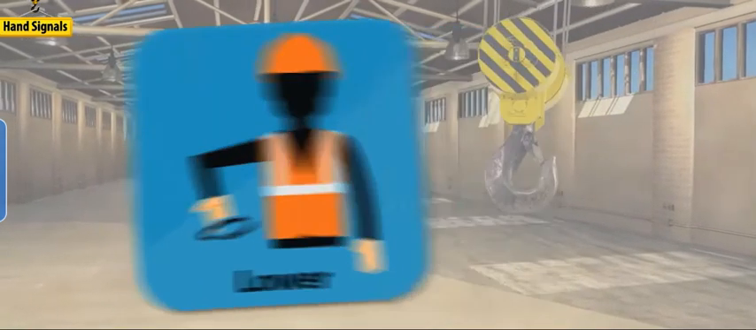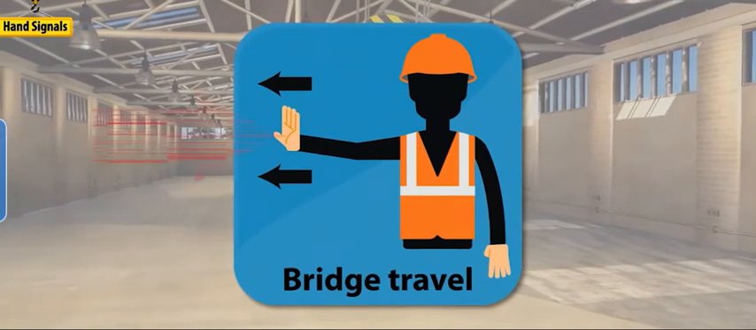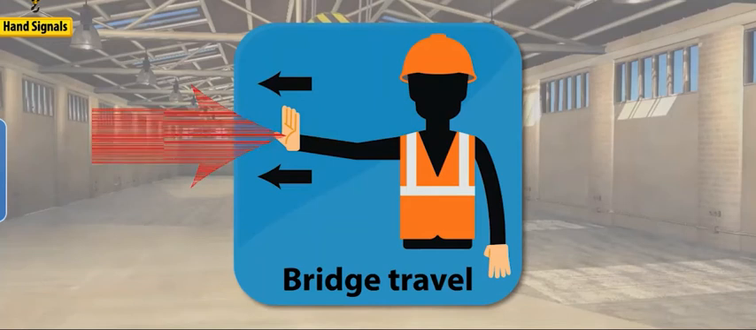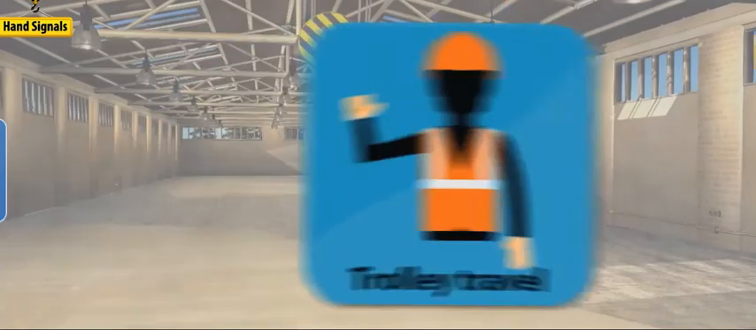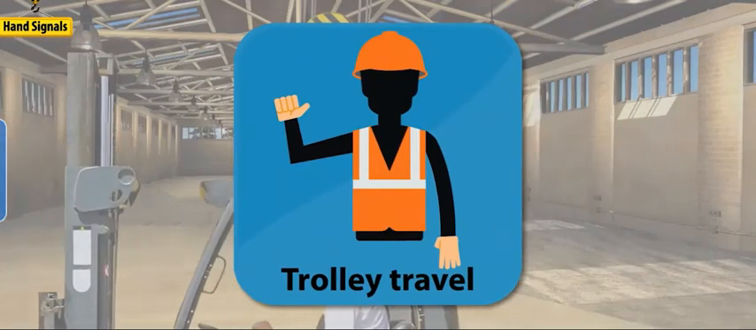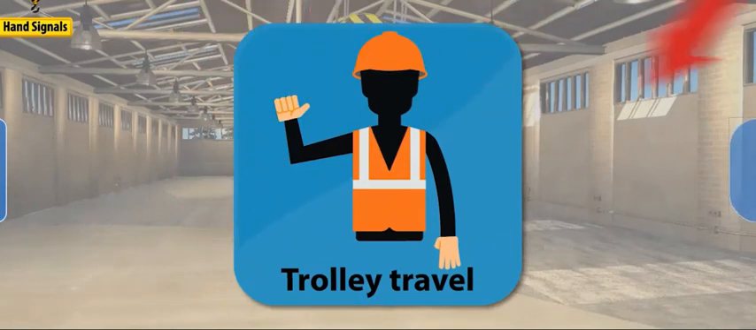To signal bridge travel and have the load moved up and down the room via the main beams, put your arm up with the hand extended palm out. Make a pushing motion with your hand in the direction the load needs to go. To signal trolley travel and move the load back and forth between the bridge beams, bend your arm at the elbow with your hand up, fingers closed, and use your thumb to point where the load needs to go.